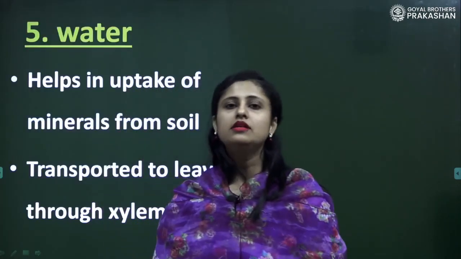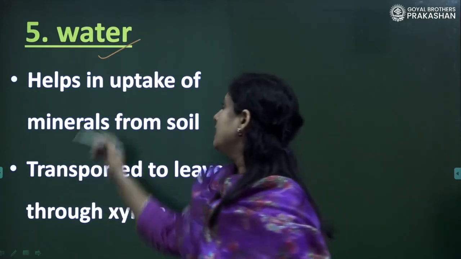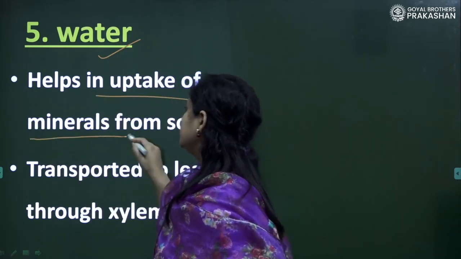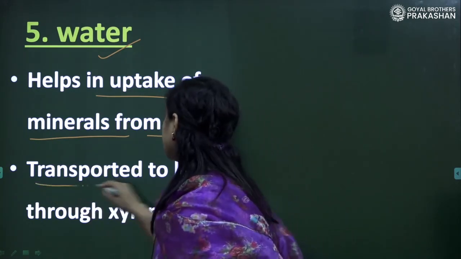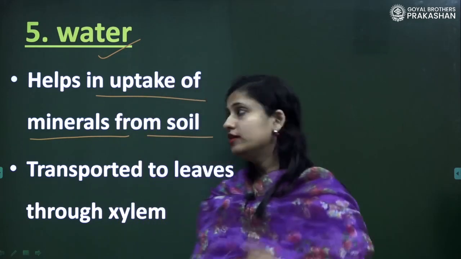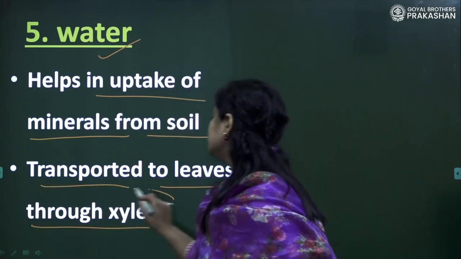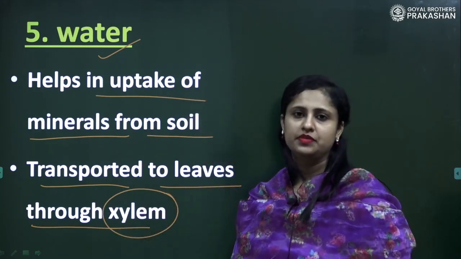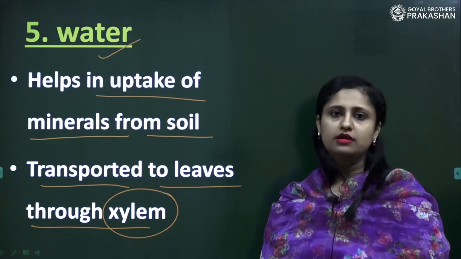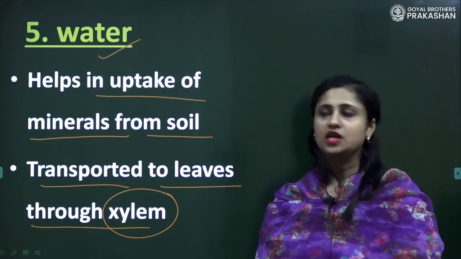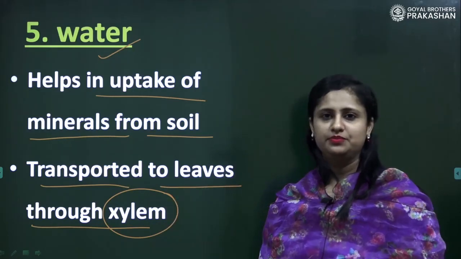Now, another raw material is water. So water helps in uptake of minerals from the soil. It also helps to transport, and the water is transported to the leaves through xylem tissues in the plant. So there are basically two conductive tissues present in the plants. Those are xylem and phloem. So uptaking of water is the job of this xylem.